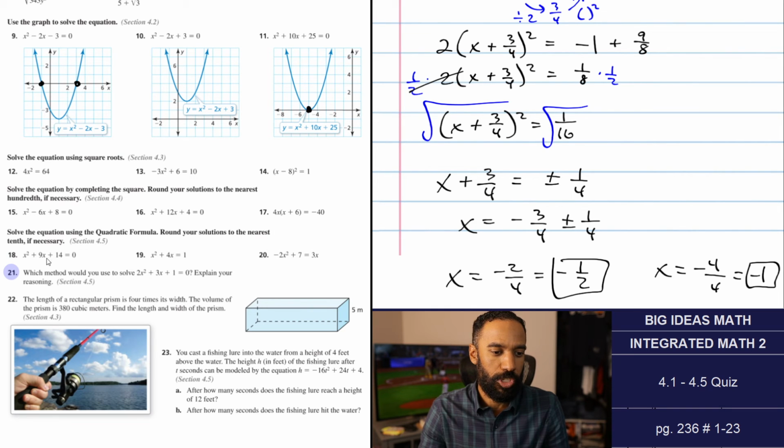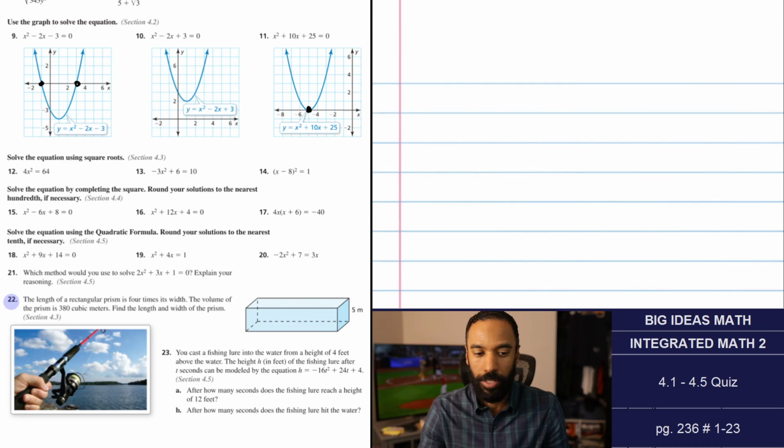Okay, let's keep moving forward. 2 more questions, starting with number 22. The length of a rectangular prism is 4 times its width.